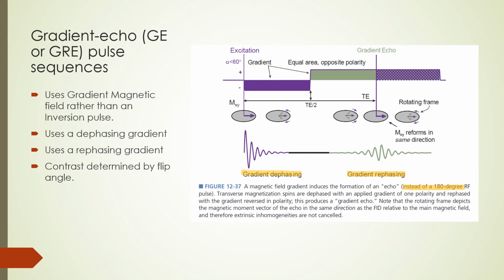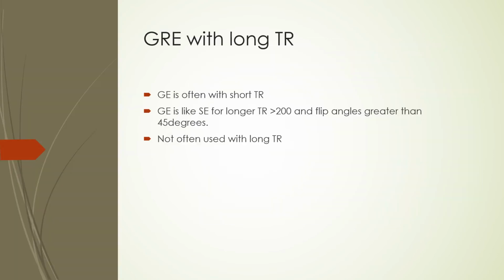When using very short TRs, smaller flip angles require less time and create more transverse magnetization compared to larger flip angles. The image on this slide shows the schematic of the gradient echo pulse sequence. There are special gradient echo pulse sequences that we can look at on this slide. Most gradient echo pulse sequences use short TR times, but we can also use gradient echo with a longer TR time. When gradient echo is used with long TRs greater than 200 milliseconds and flip angles greater than 45 degrees, contrast is like that of a spin echo pulse sequence.